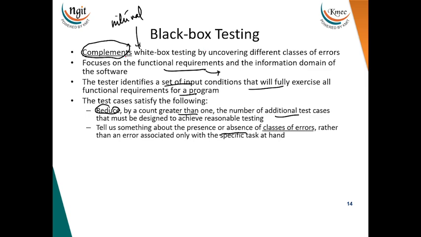Internal, white box goes for internal testing by conventional different classes of error. Black box focuses on functional requirements. The tester identifies a set of inputs that will fully exercise all functional requirements of the program, and reduces the number of additional tests based on your input and output.